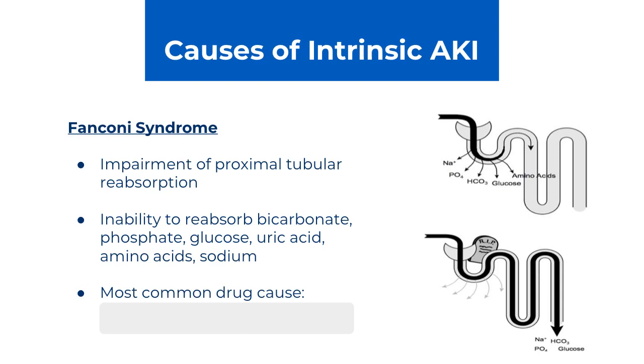Fanconi syndrome is another type of intrinsic AKI. It's a rare disorder of the kidney tubules that results in excess amounts of glucose, bicarb, phosphates, uric acid, potassium, and amino acids to be excreted in the urine. Normally, they are reabsorbed through the tubules before the urine is excreted. However, in Fanconi syndrome, this normal process doesn't happen. The most common drug cause of Fanconi syndrome is an HIV medication called tenofovir.